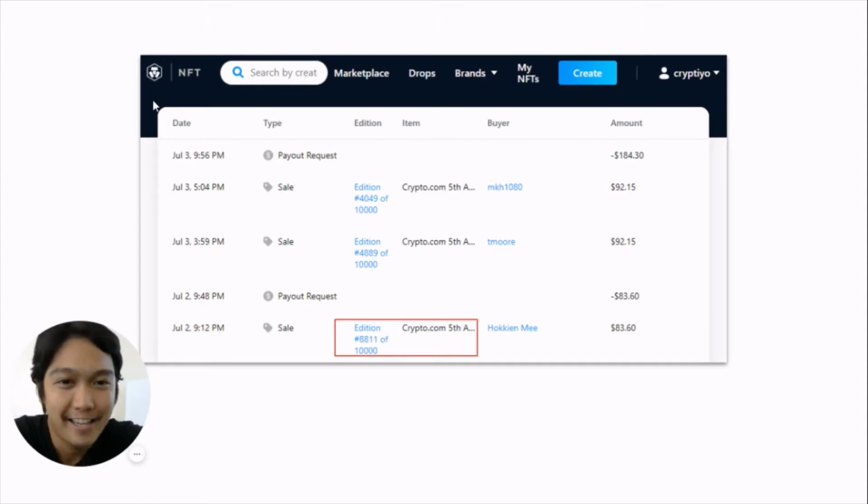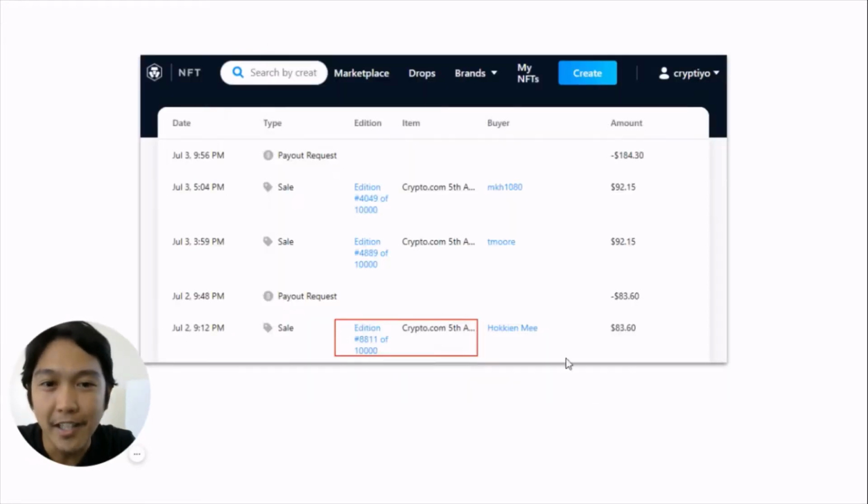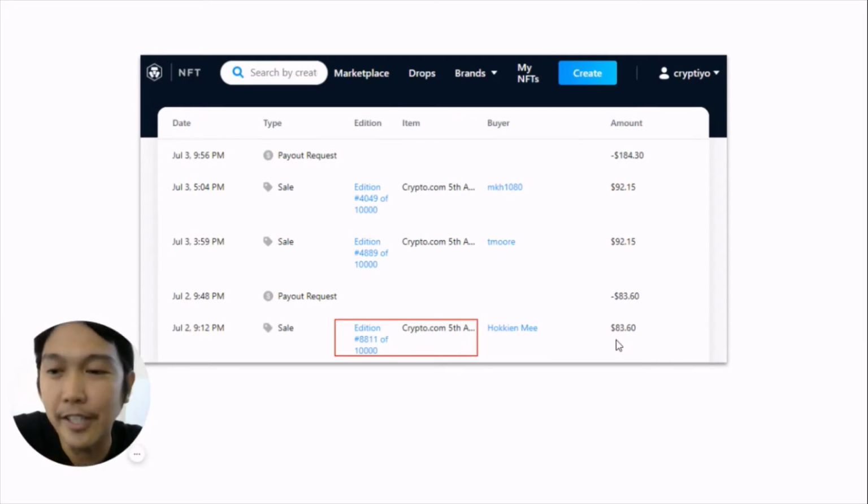So yeah, enough of that. So yeah, I was able to flip. So as you can see dito, 8811, diba? So ito yung box na binili ko for $10. Tapos I sold it for $83. I sold it in the marketplace for $83. Tapos na-shock ako kasi like, wow, ang laki no, $10 tapos nasold ko for $83.